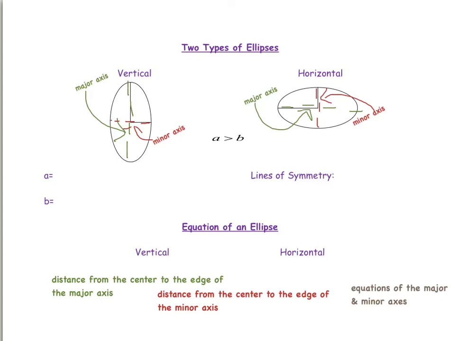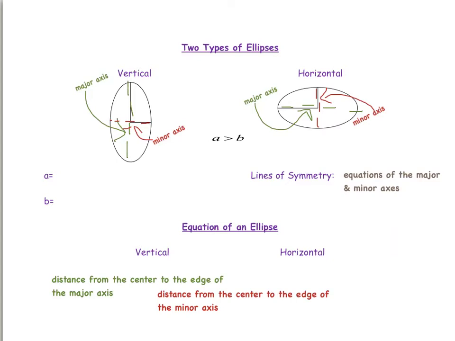Now what's important about both types of axes, the major and the minor, is that they cut the ellipses into two equal symmetrical halves. Therefore, the equations for each axis are the only lines of symmetry for ellipses.